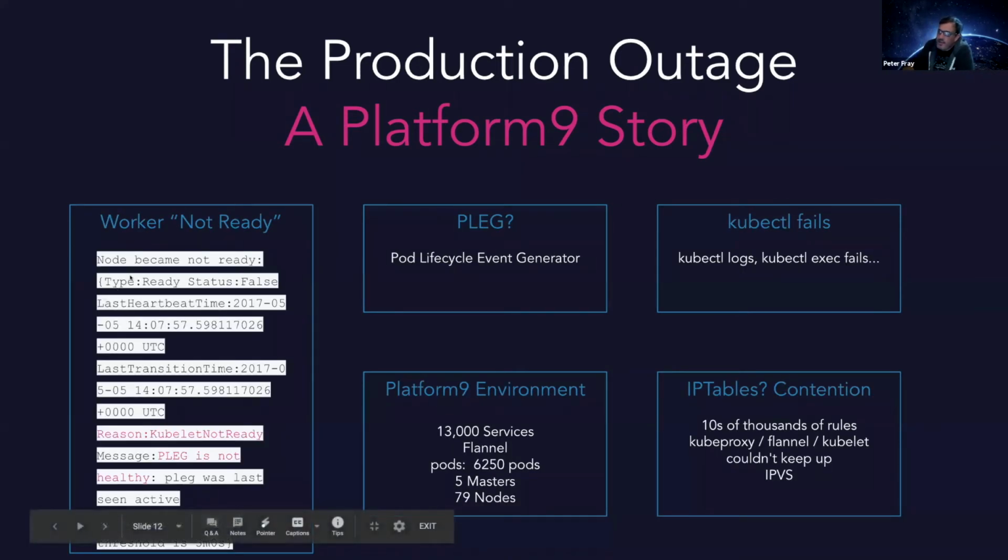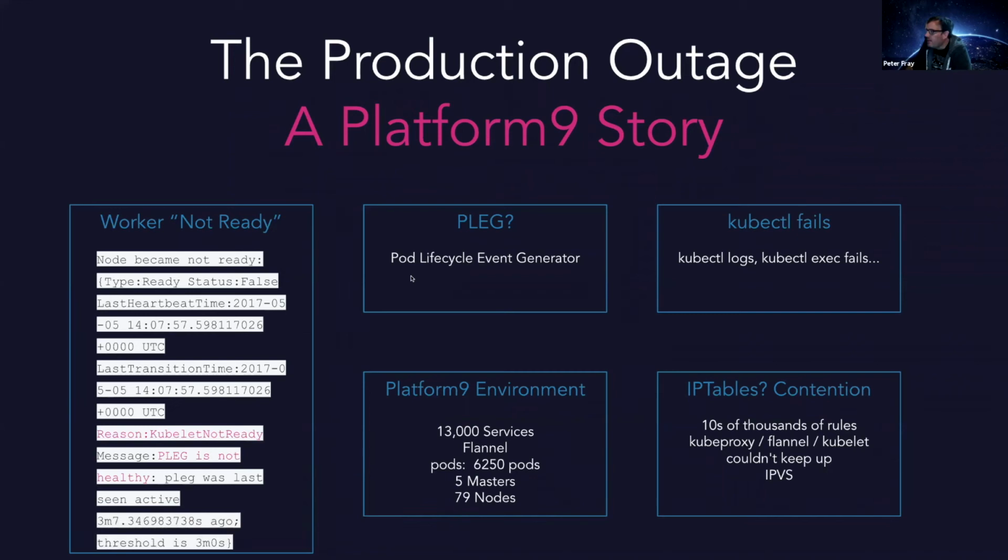But as we started digging into the logs for this worker node not ready, we found that the worker node was not ready because kubelet was not ready. And the reason for that is the pod lifecycle event generator was unhealthy, right? And so it turned off kubelet. And during this whole period of time, across 13,000 services running on top of Flannel, 6,000 pods, 5 masters, and 79 worker nodes, there were millions and millions of log line entries.